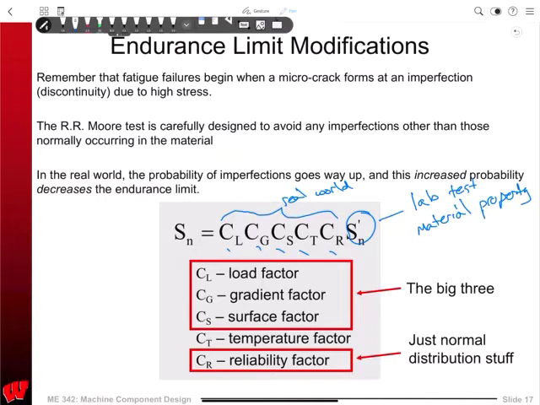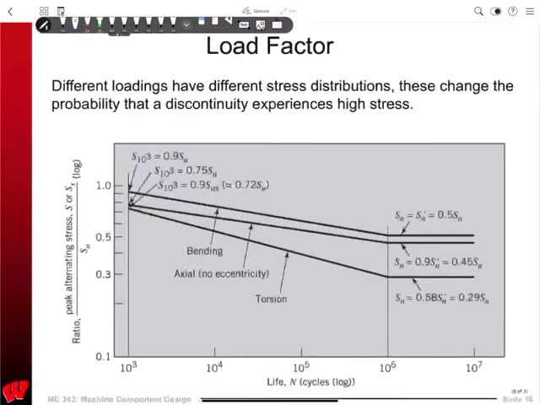right? How do I load it? How big is it? What's the surface factor, surface finish like? And then there's, of course, the reliability factor, which seems like voodoo, but it's not, right? We'll take a look at that. The load factor, right? Different loadings have different stress distributions.